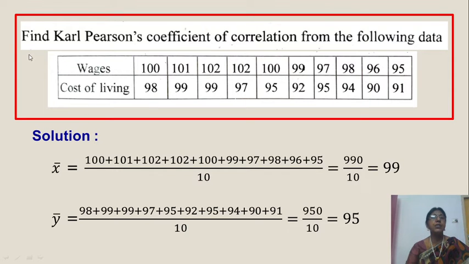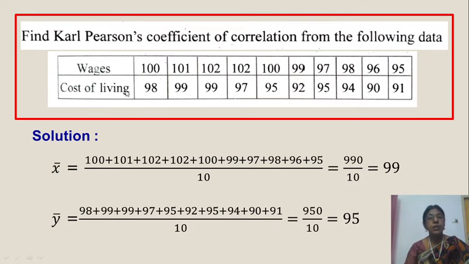See the first question. Find Karl Pearson coefficient of correlation from the following data. Coefficient of correlation means minimum we need 2 sets of observations. Here we have given 2 sets of observations. First one you take as small x, second one small y.